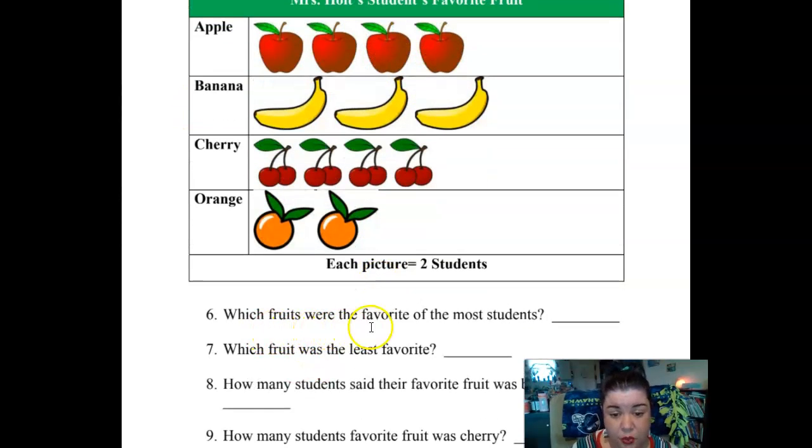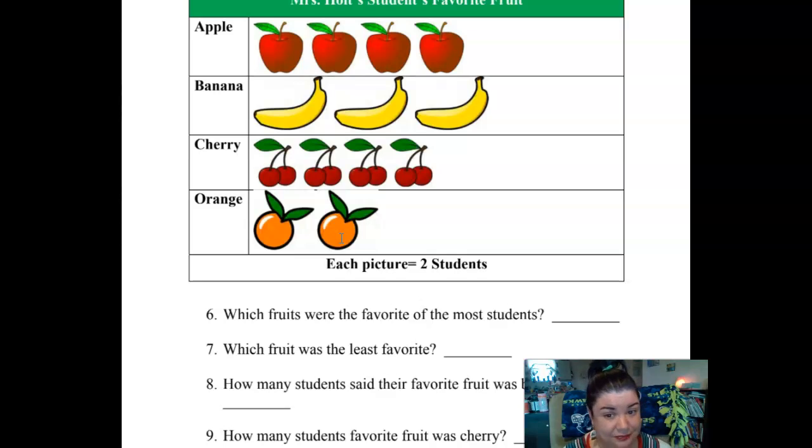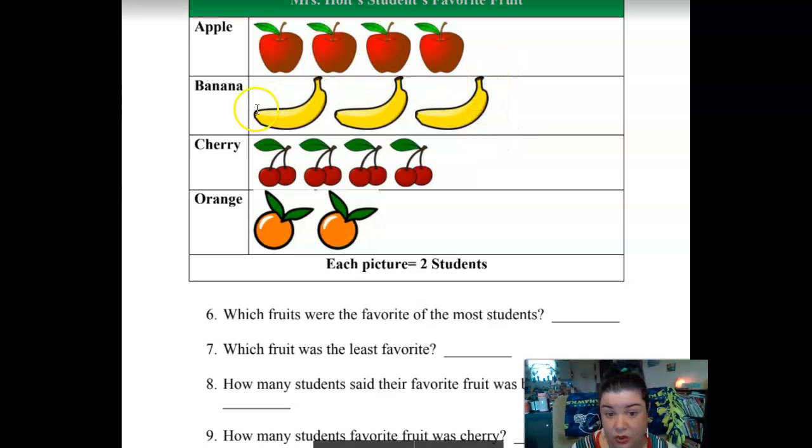All right. So which fruits were the favorite of most students? Which was the favorite of 2, 4, 6, 8 for the apple? 2, 4, 6 for the banana, 2, 4, 6, 8 for the cherry, 2, 4. Now this one tries to trick you, doesn't it? Because the banana is a bigger picture. It looks like banana is the winner, doesn't it? But that's not true because there's only 3 banana pictures. And the apples and the cherries both have 4 pictures.